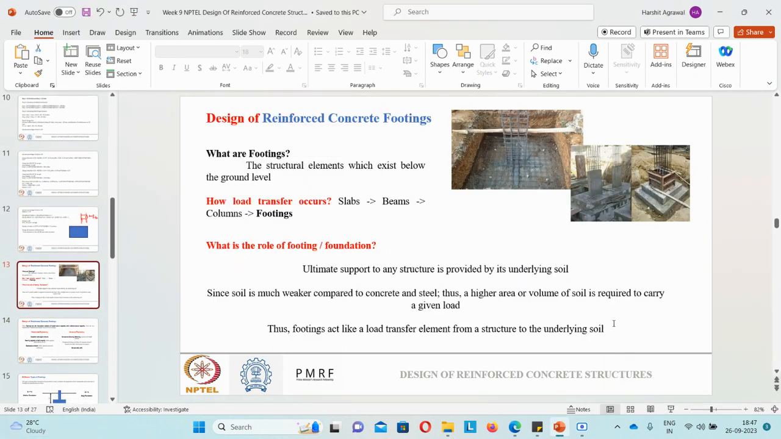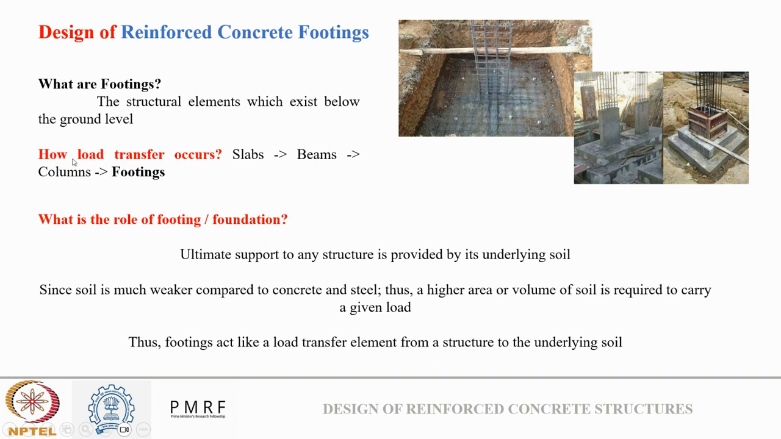So now we will talk about reinforced concrete footing. Okay, so generally, basically, what are footings? So footings are those structural elements which exist below the ground level. So you can see in the images also. So these are footings. Okay, they are present below the ground level. So this is a singular footing. This is combined footing. This is leveled footing. Different dimension footing.